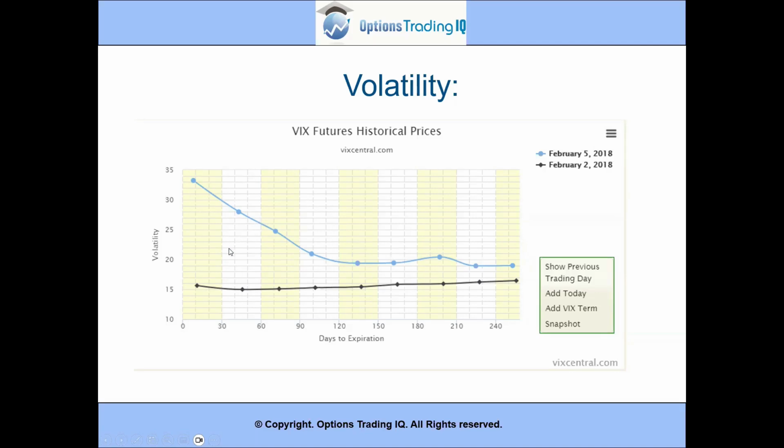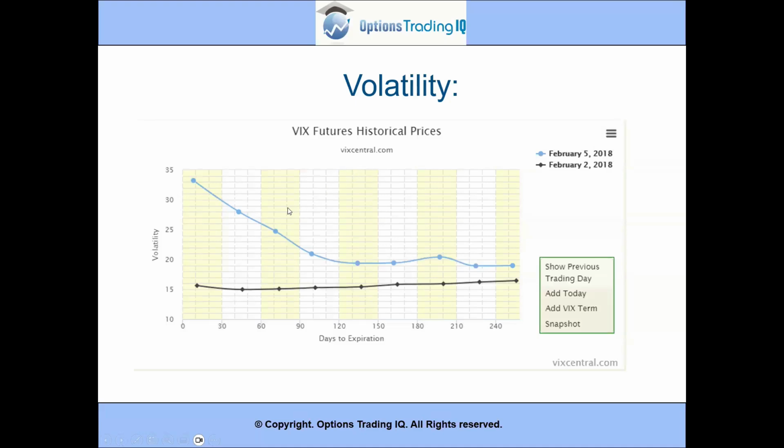Now, I also have a favorite saying in the market, and that is bad things happen in backwardation. And if you go back through history, pretty much every single major market collapse, flash crash, Black Monday, whatever, Black Friday, they all happened after the market went into backwardation. So that's why it pays to keep an eye on this term structure of volatility. You can do that for free at vixcentral.com. It's a really good resource.